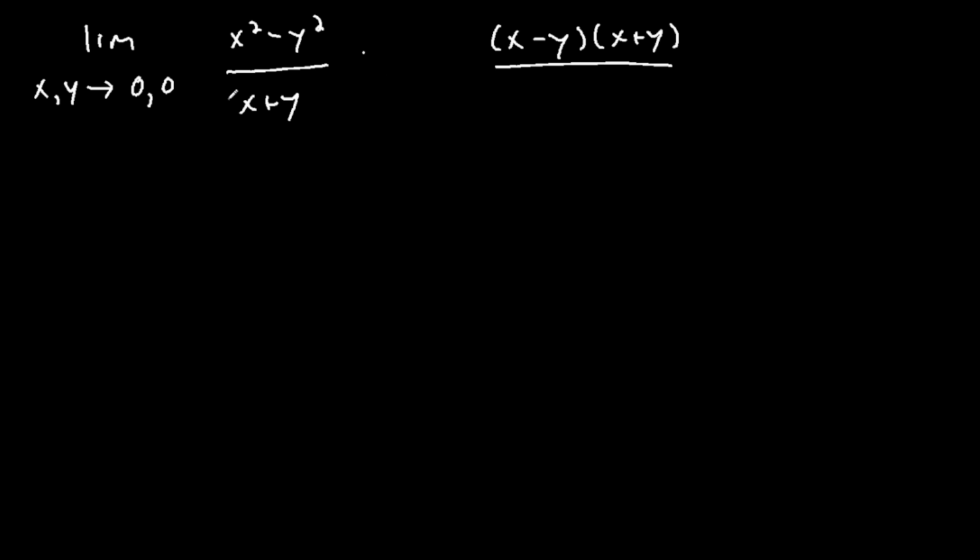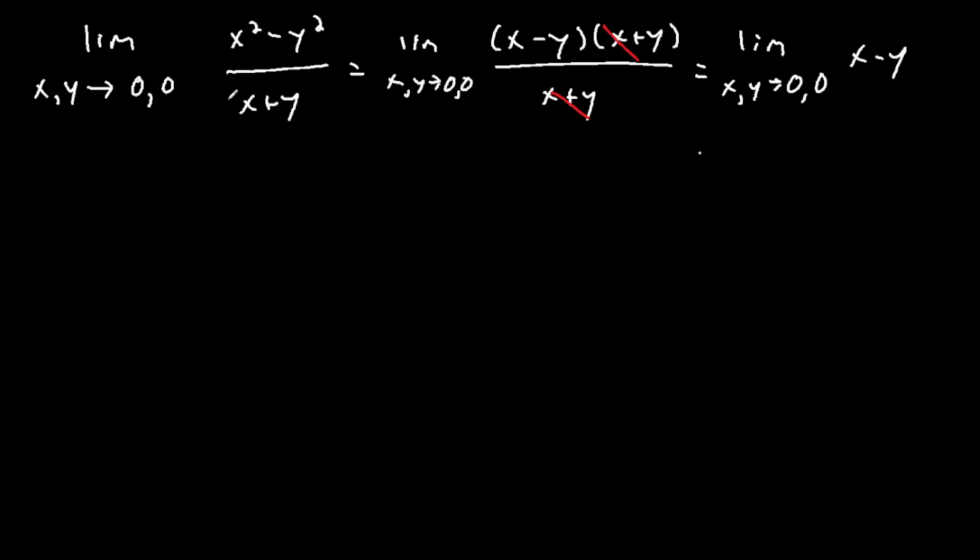So let's just say that (x, y) approaches (0, 0), and the function that we have is (x squared minus y squared) over (x plus y). Well, this function is equal to (x minus y) times (x plus y) over (x plus y). So the numerator of this fraction is a difference of squares. And I should be writing the limit symbol, and I will right now. So what happens? Well, we can actually factor out x plus y, and we can get just x minus y.